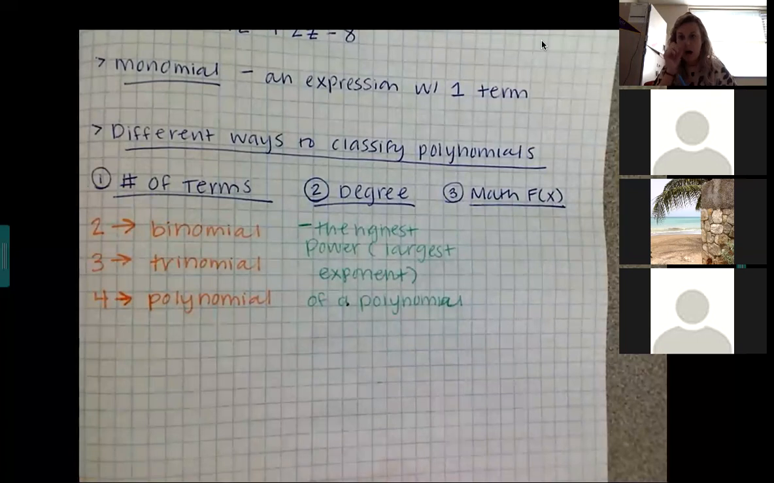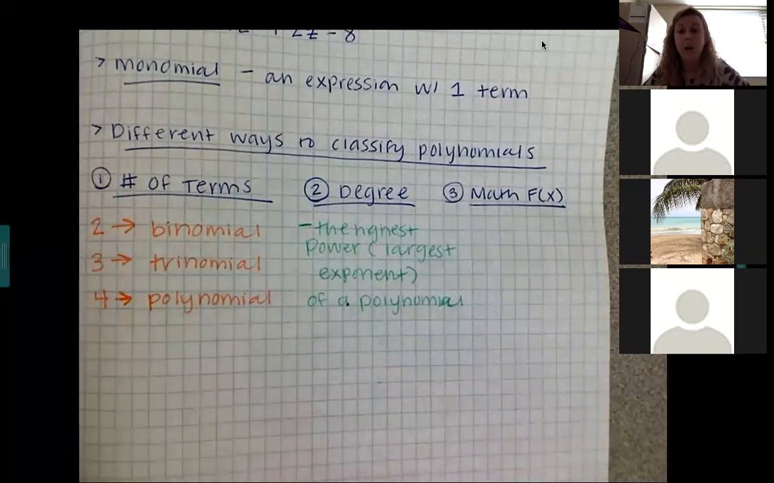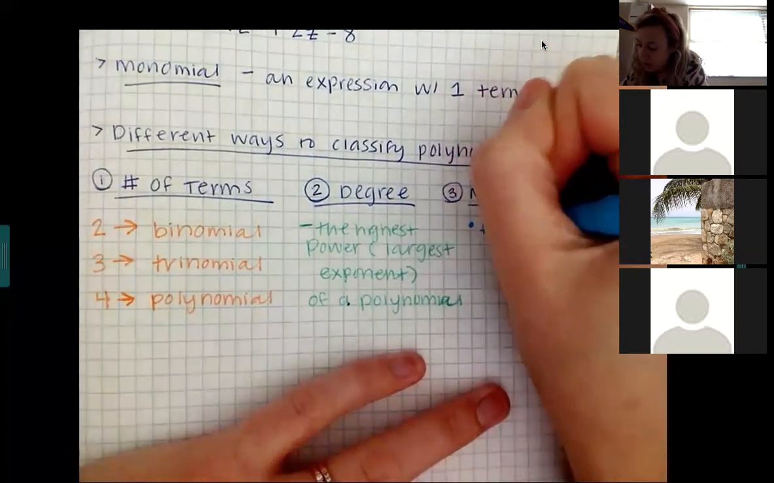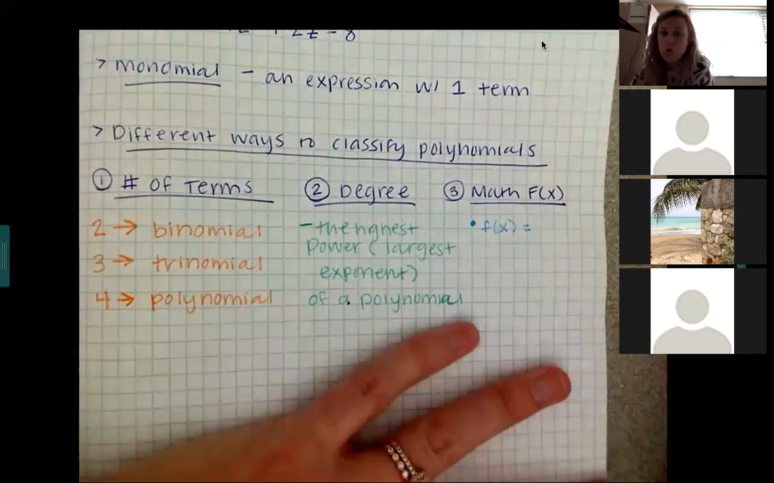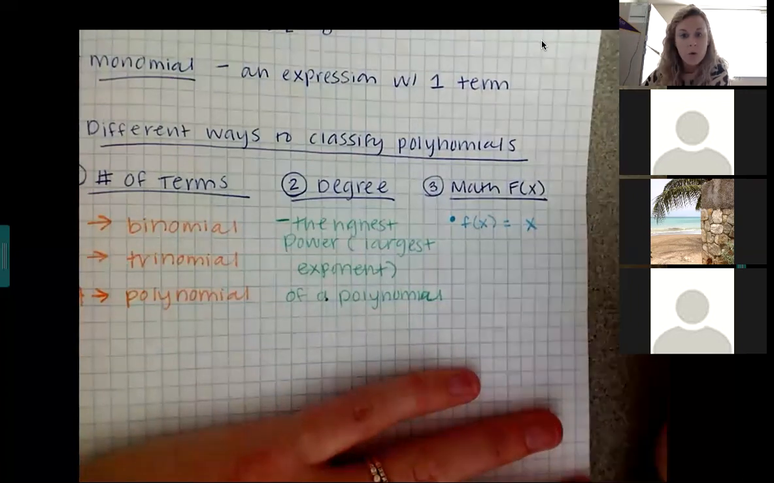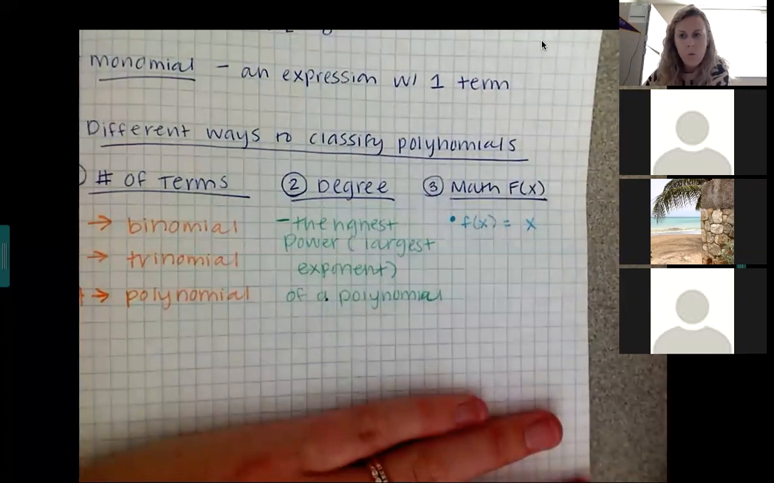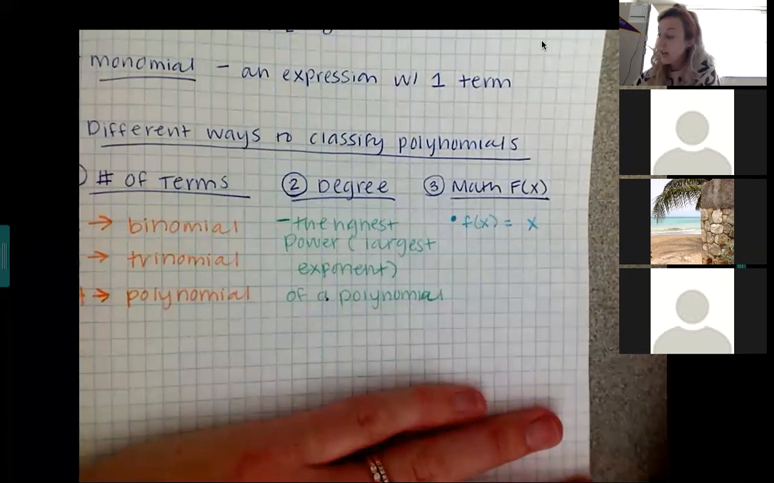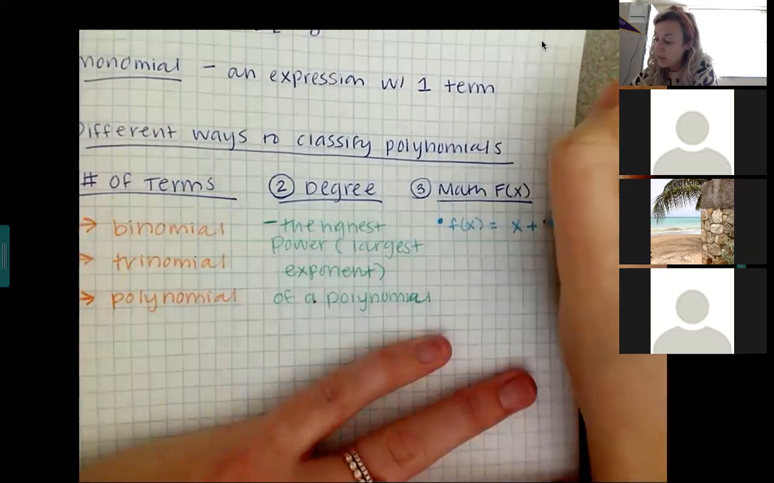All right, so then the last way you can classify a polynomial is by its math function. So I'm gonna take y'all way back. We're gonna review a couple. If you just have a plain x or a plain variable, no exponents, no nothing, what kind of function would that represent? Monomial? No. Well, it doesn't have to be a monomial. I could add something to the end.